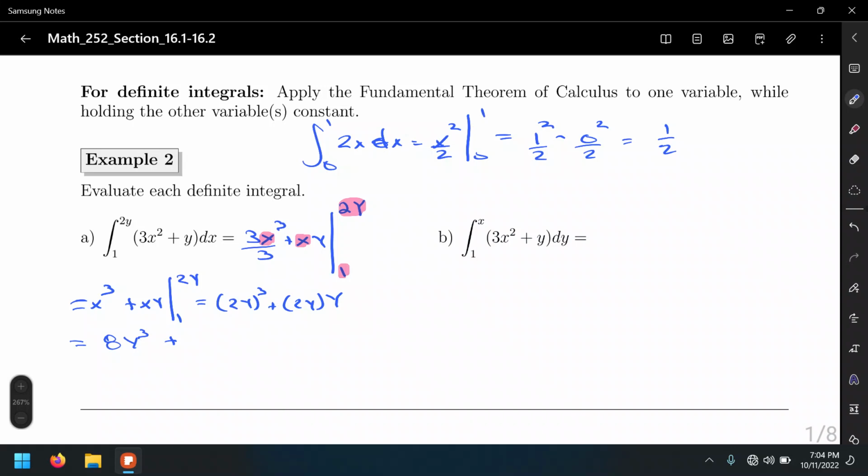actually I forgot, minus 1 cubed plus 1 times y. All right, notice I'm only plugging in that 1 for the variable x. And so that's 2y squared, and this is going to be 1 plus y, that's minus 1 and minus y. There's really nothing to simplify any further here, no like terms, so that's our final answer.